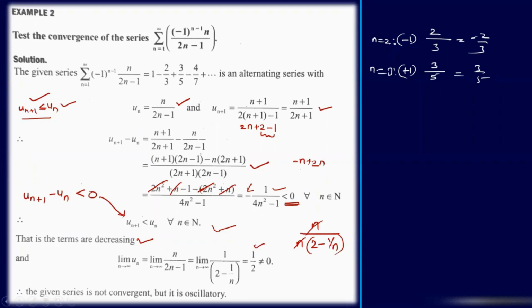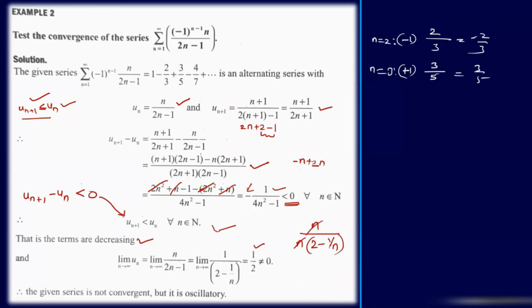Recall, if you want to use the Leibniz test, the series should satisfy two conditions. What are those two conditions? The first one is that the terms must be decreasing. Yes, that is satisfied. But we want the second condition. What is it? The limit must be equal to 0. When the limit is equal to 0, then only we say the given series is convergent.